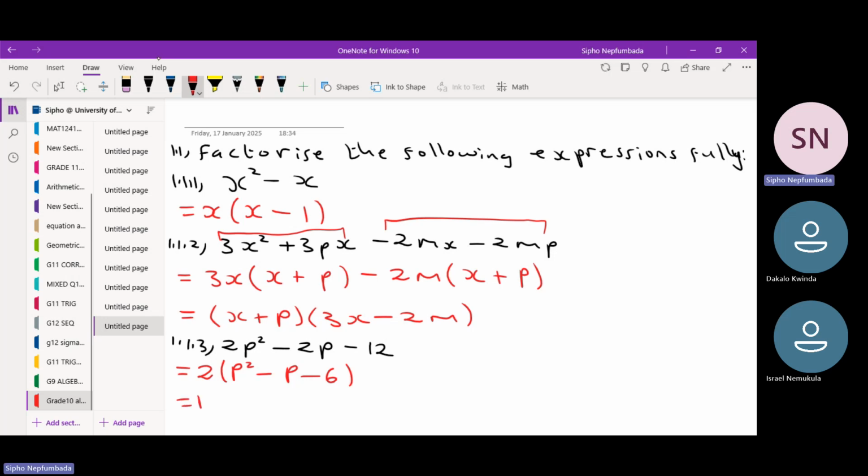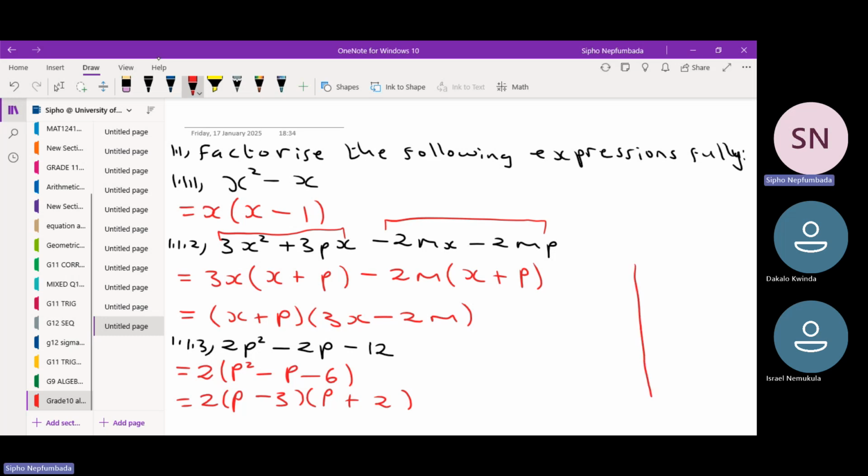Then inside the brackets, we can factorize again. The factors of 6, the multipliers, give minus 6, and the adders give the coefficient of 1. For the p squared, this is p, this is p. It's kind of a grade 9 work, this one. So this is minus 3 and the positive 2.